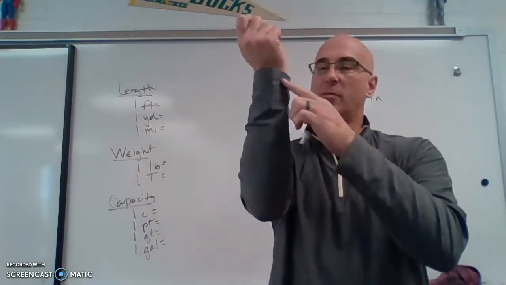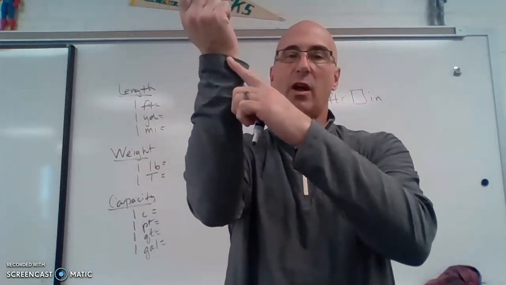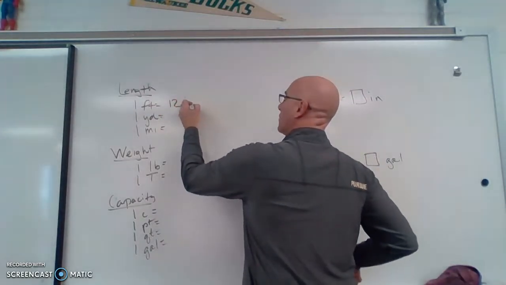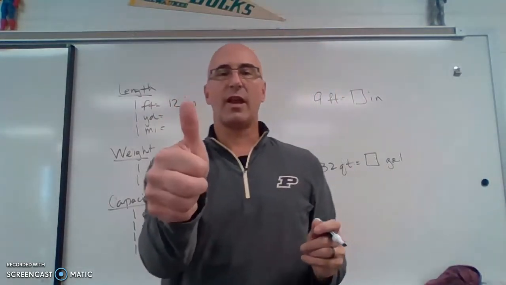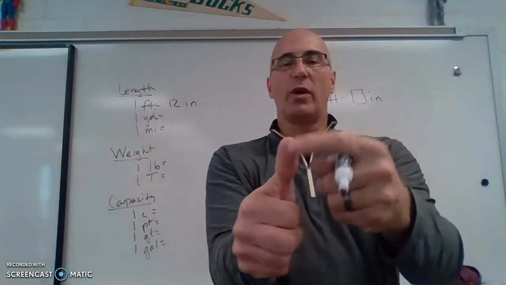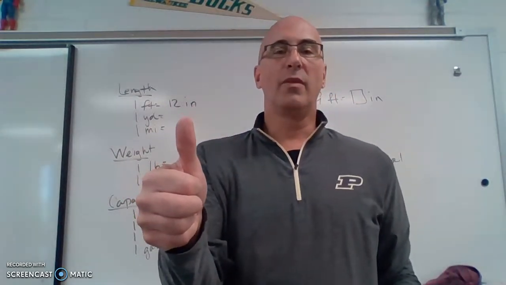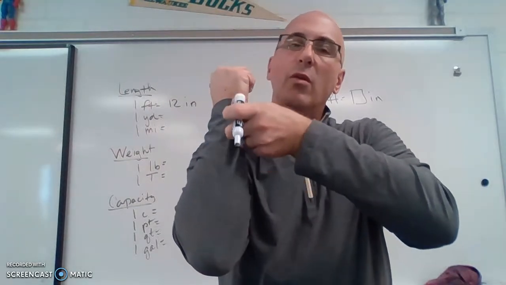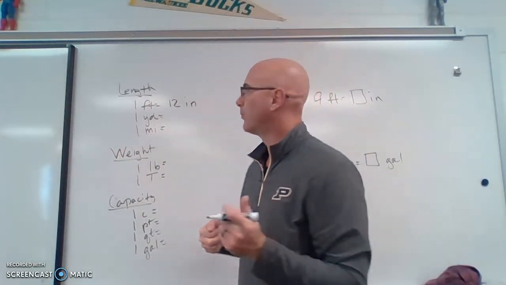1 foot, we determined that that was the distance between our elbow and wrist. 1 foot is the same as 12 inches. So we said an inch was about the width of our thumb. So if we put 12 of our thumbs in a row, that would be 1 foot.